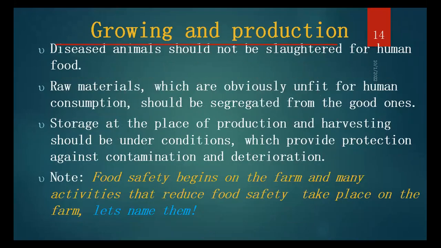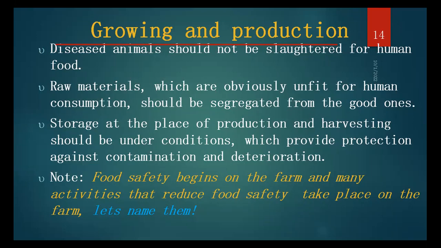Next. Diseased animals should not be slaughtered, and should be separated from those that are good. Storage places of production and harvesting should be inspected.